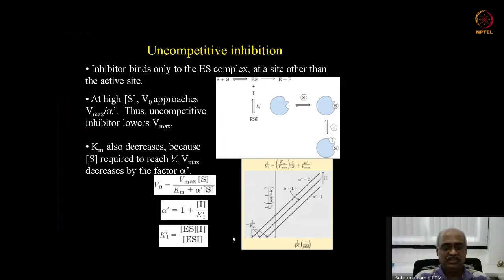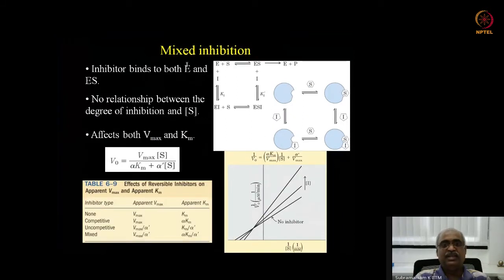Then you have a situation where both are changed. They are called mixed inhibitors, meaning they can bind with the free or the substrate bound enzyme. It can bind with E as well as ES. And therefore, both of this come into play. So you have the competitive situation, that is alpha Km, as well as you have the uncompetitive situation, that is the alpha prime. So the actually full depth of this kinetics is quite complex, but we are not getting into all those details because it's an introductory course.